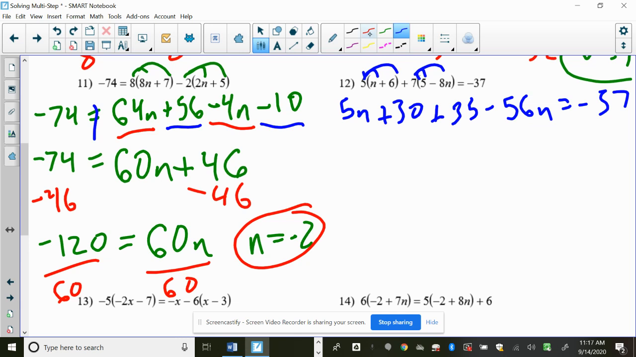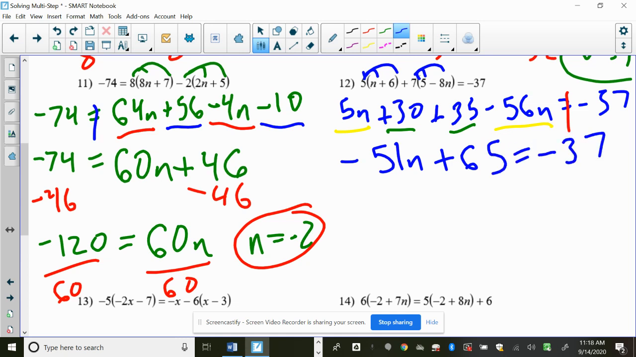Okay, now we look to combine any like terms. So our equal sign is over here. If we look, we have a 5n, and that would match with the negative 56n. So 5n minus 56n, that'd be negative 51n. Then we combine the plus 30 and the plus 35 to be plus 65 equals negative 37.